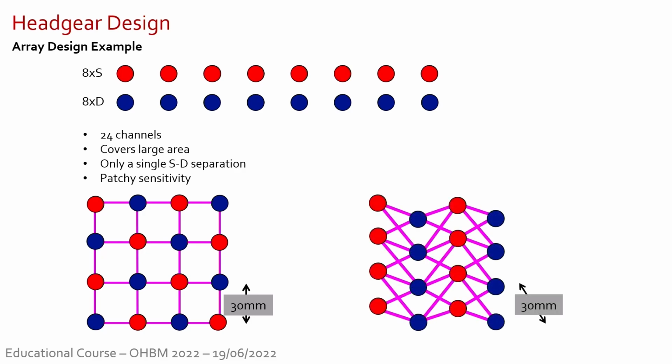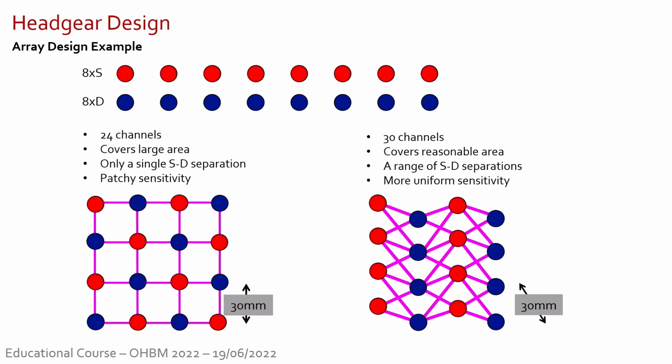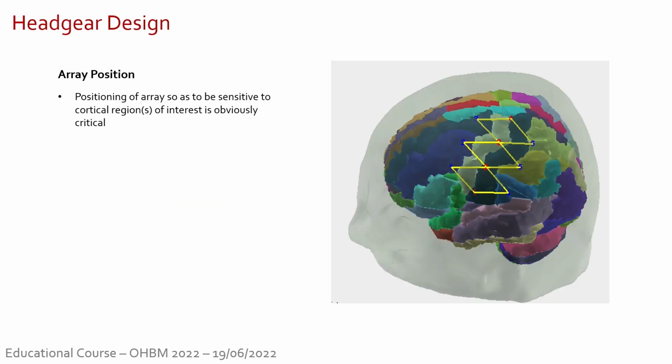Or you can do, using the same set of sources and detectors, something like this. And we actually increase the number of channels by 6 channels, which is not little. So we have 30 channels in total. We cover a reasonable area, and we have different ranges of source-detector separation and a more uniform sensitivity. So this is something that you have to think about. Some of the system providers will support you on that, especially if you're first-time users. Some don't. So it's something that the researcher has to think about before starting the study.